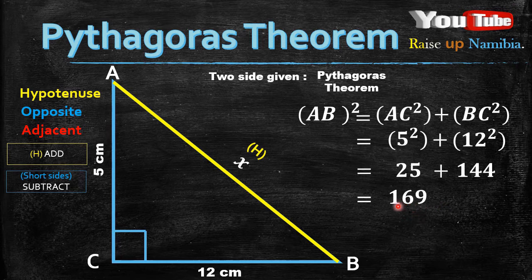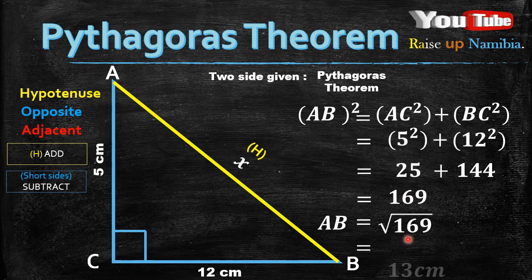But this 169 is AB squared. What we want is AB over here. We don't want AB squared. Because AB squared is like saying the whole extended line squared, but we only want AB. So to find your AB, you find the square root of this 169. So what is the square root of that 169? It is 13. So 13 centimeter is the length of this hypotenuse.